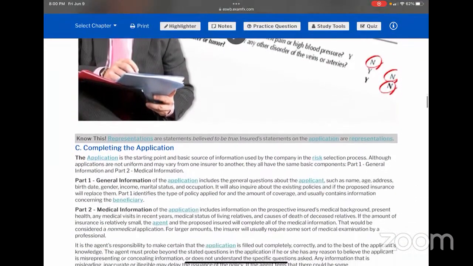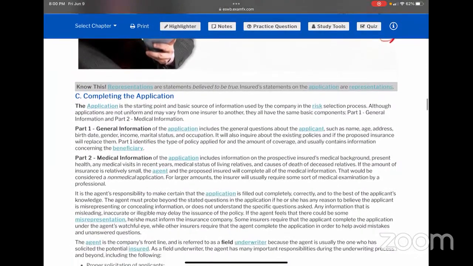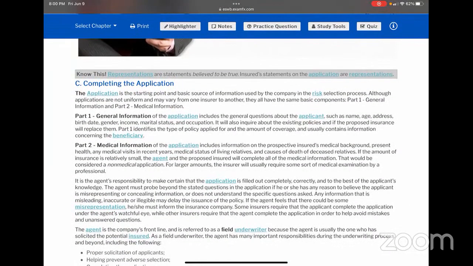That's contestability. All right, so notice: representations are statements believed to be true. Insured statements on the application are representations. So when you ask them medical questions and stuff like that, that's representations.